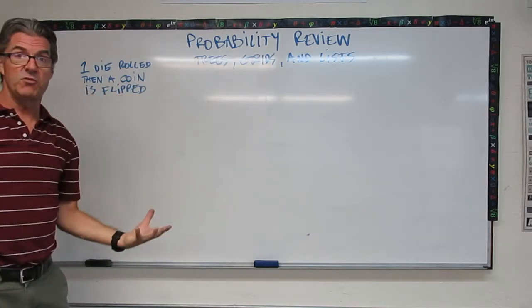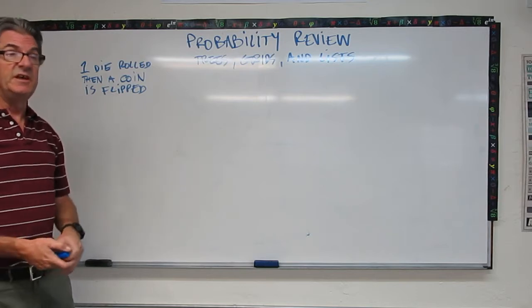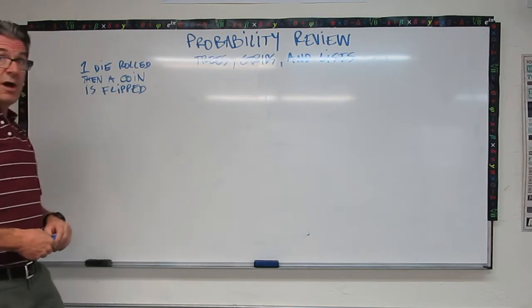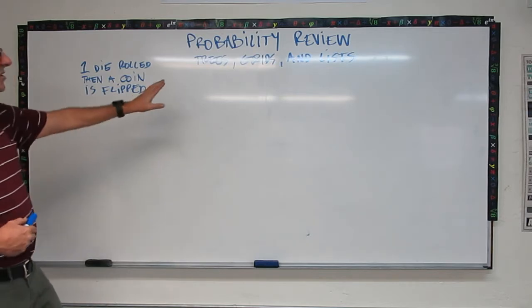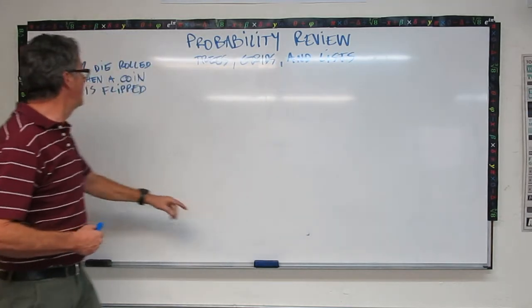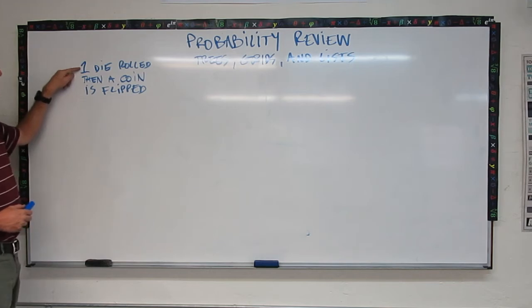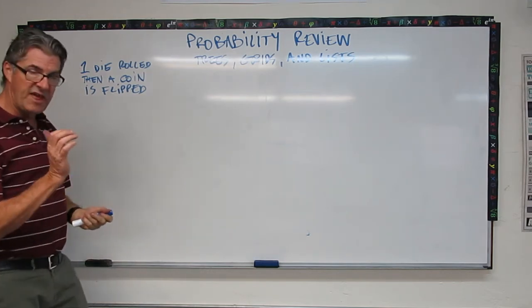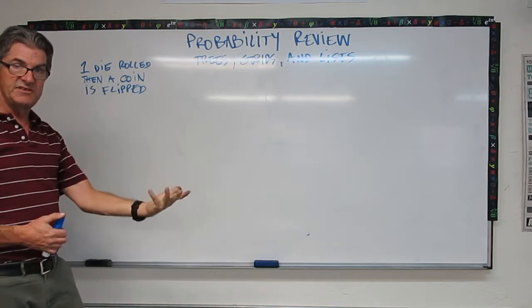These are 3 different ways to illustrate the sample space, and we have to understand the sample space if we're going to calculate probabilities. So I'm going to do one situation, and I'm going to show it with the 3 different techniques that we have. A die is rolled, and a coin is flipped. So we've got a 6-sided die, we roll that once, and then we flip our coins, heads or tails.